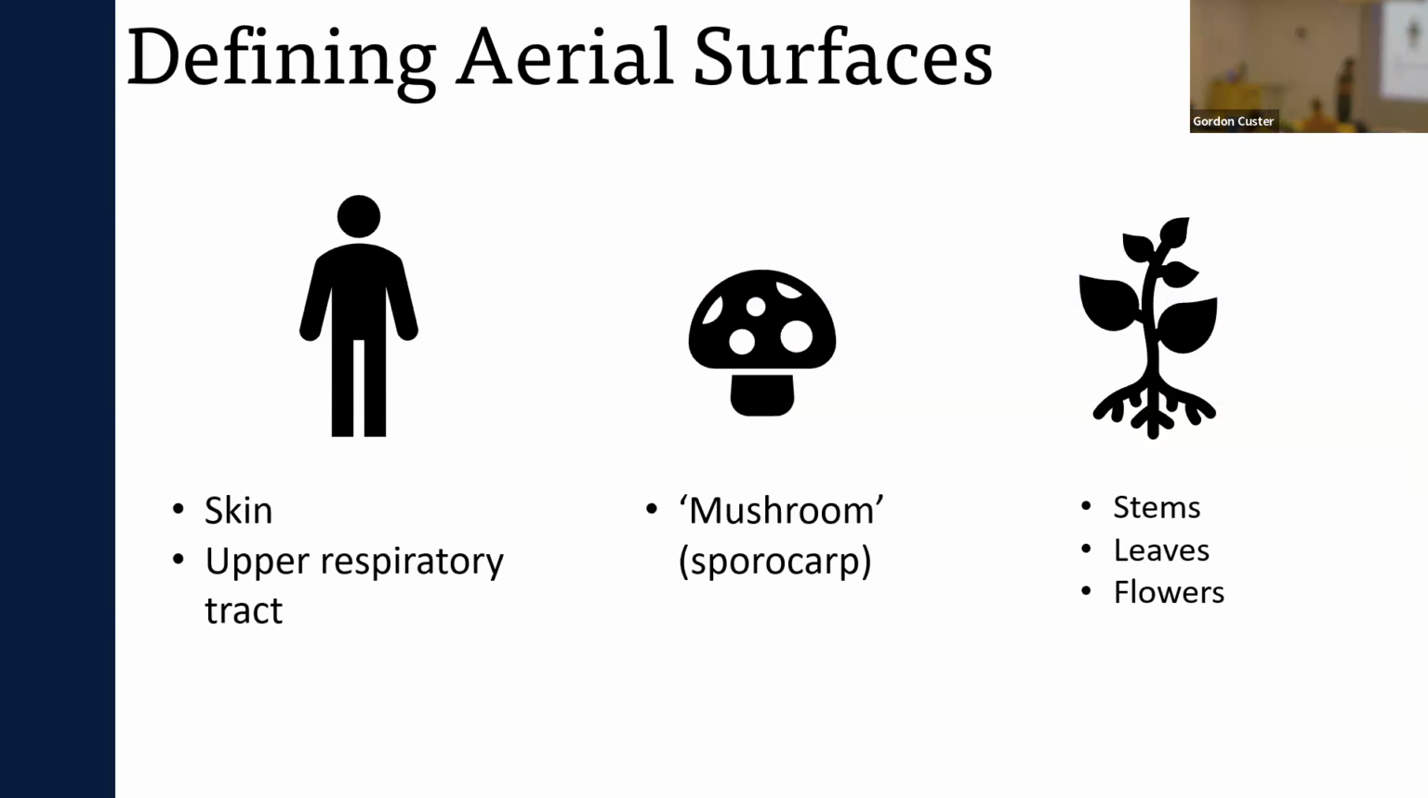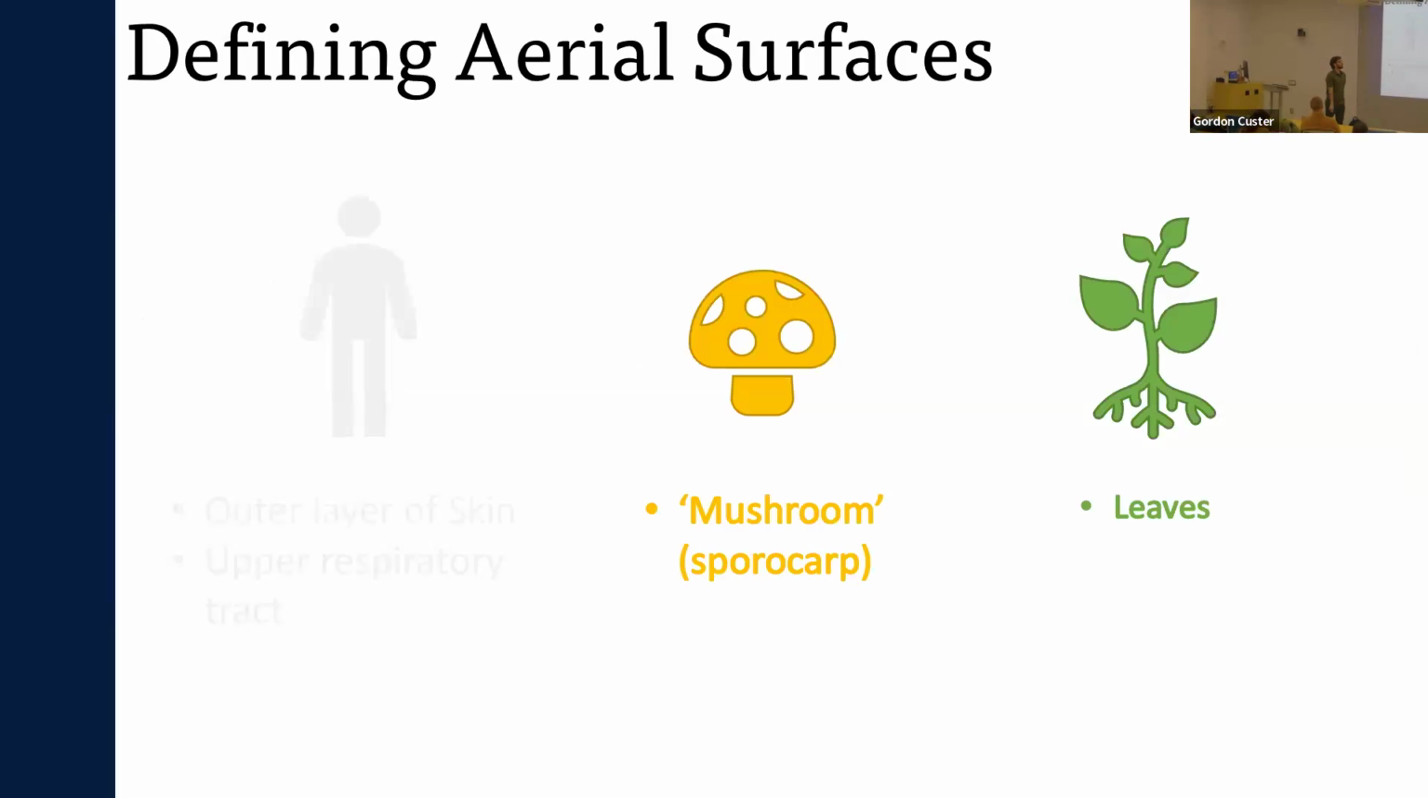You can consider aerial surfaces as our skin or the upper respiratory tract. In fungi, we can see them as mushrooms, the sporocarp. And in plants, we can consider them as the stems, leaves, and flowers. Instead of talking about every possible thing, I want to just focus on mushrooms and leaves for my talk today. And I want to talk a little bit about what are some generalizable functions that we can consider when we're thinking about aerial surfaces.